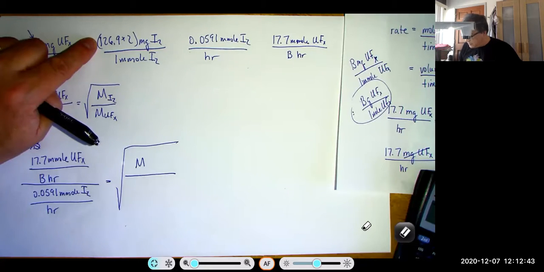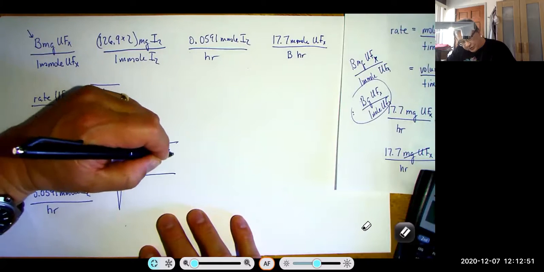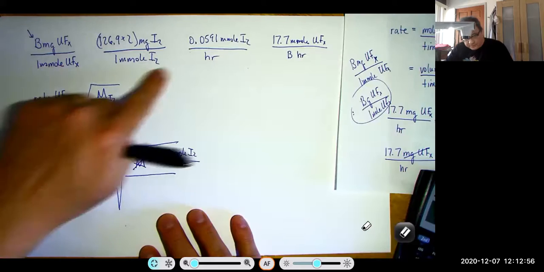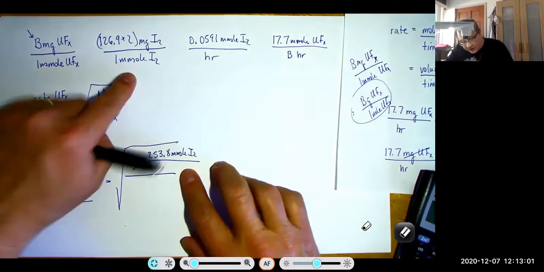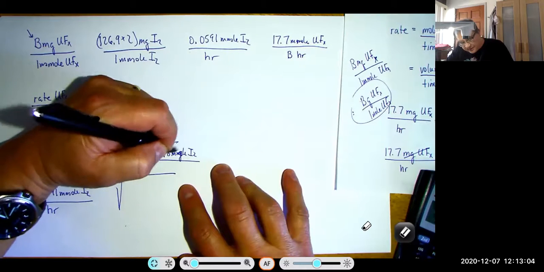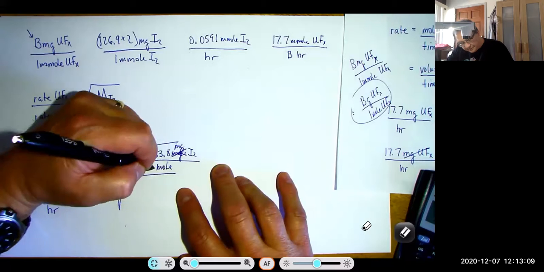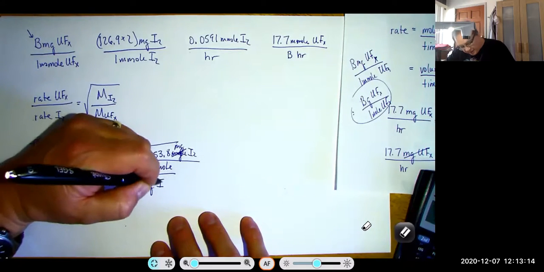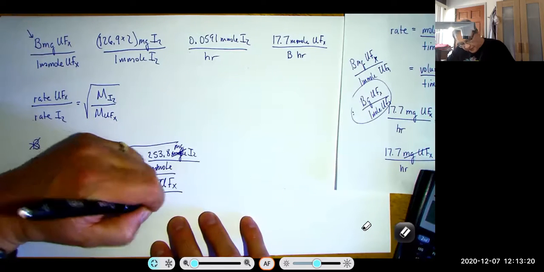126.9 times 2. So I get 253.8 milligrams of I2 per 1 millimole. And here I'm going to have B milligrams of uranium fluoride over 1 millimole of uranium fluoride.